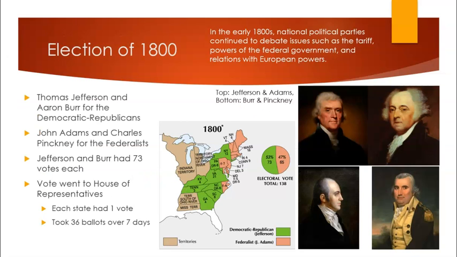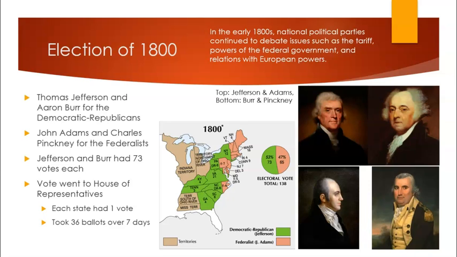Running in this election were John Adams and Charles Pinckney for the Federalists and Thomas Jefferson and Aaron Burr for the Democratic Republicans. There was technically no distinction between a vote for president and a vote for vice president, so all votes were counted together. Each elector cast 2 votes, and the candidate with a majority of the votes was elected president, and the vice presidency went to the runner-up.